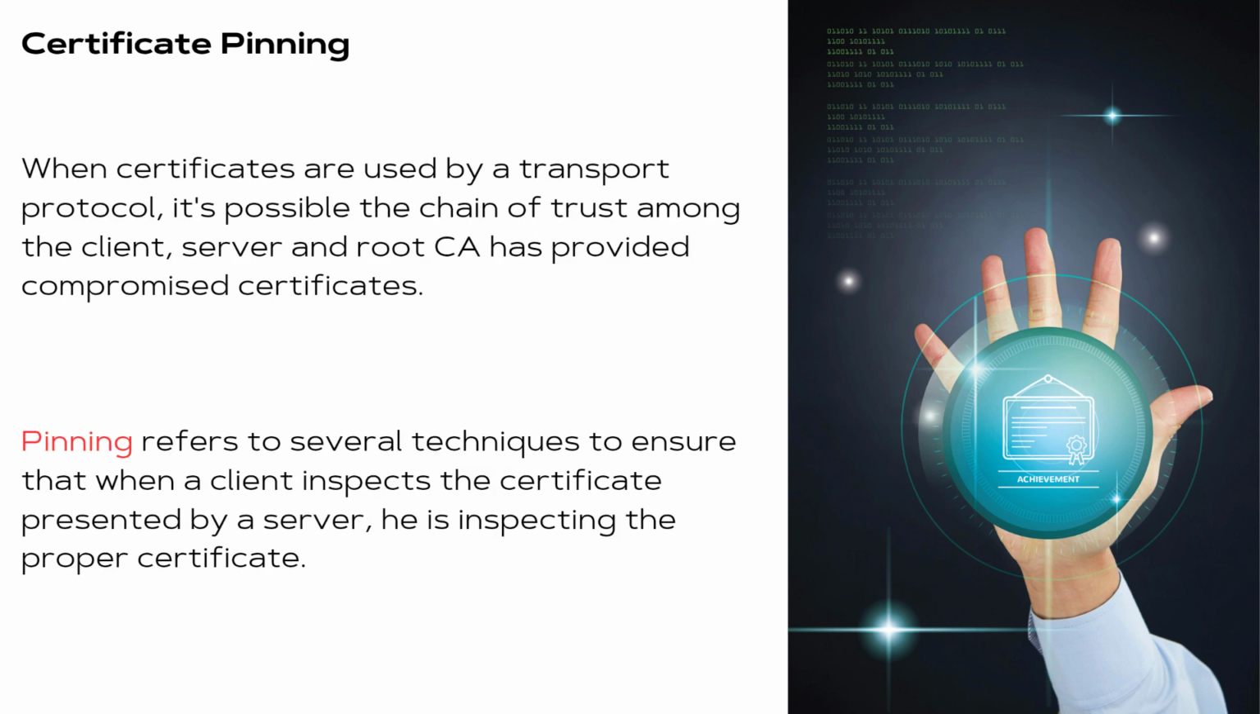We also have something known as certificate pinning. But what exactly is this? See, whenever certificates are used by a transport protocol, there is always that possibility that the chain of trust among the client, the server, and even the root CA has provided compromised certificates. So pinning refers to the different ways how we can ensure that when a client is inspecting the certificate presented by a server, he is in fact inspecting the proper certificate.